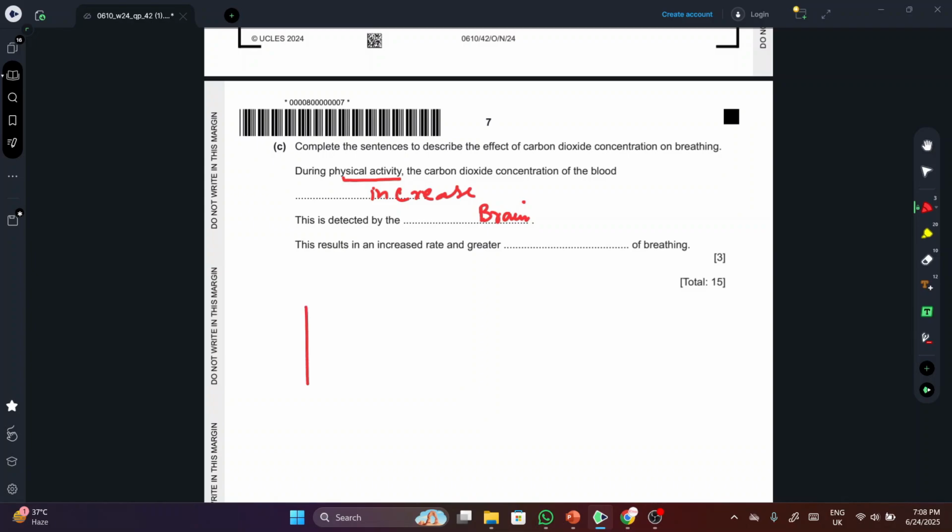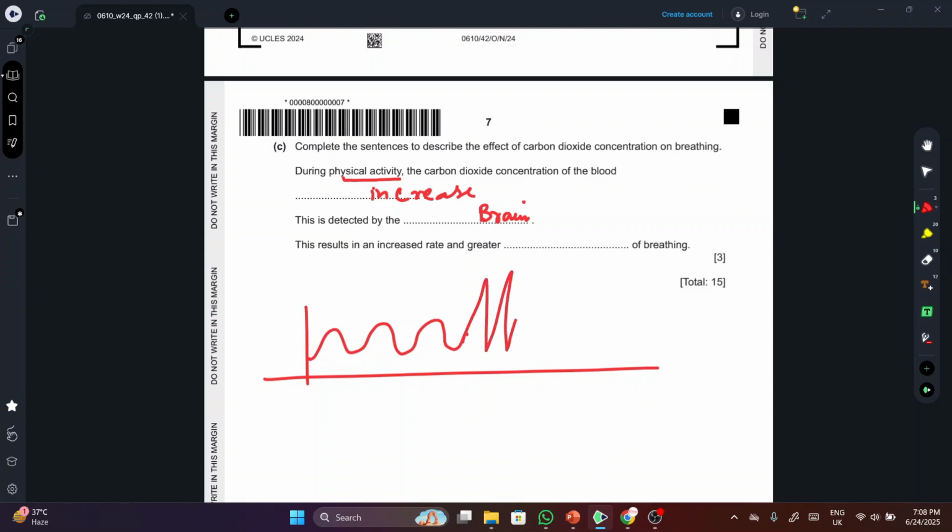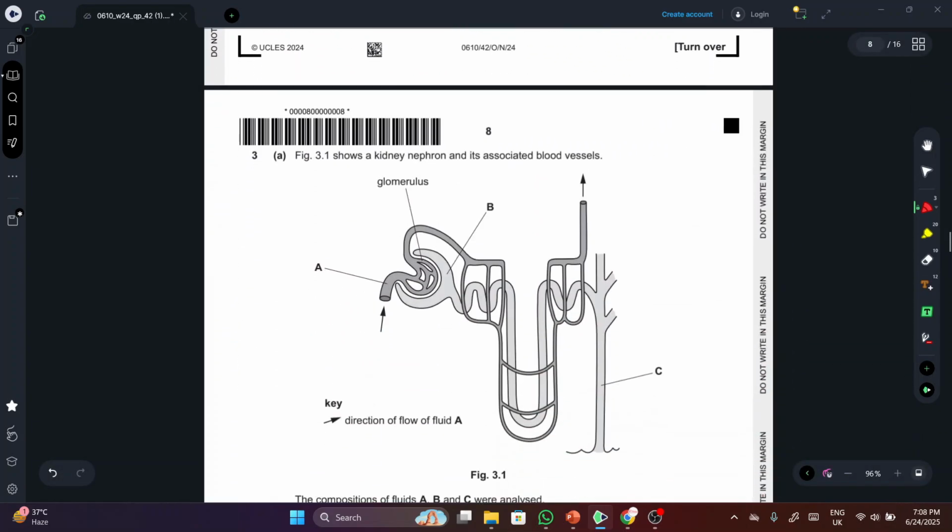So at the start, when the person is not exercising, there is the normal breathing rate. When you start exercising, the number of breaths also increases. So the depth of breath also increases. So depth of breathing will also increase.